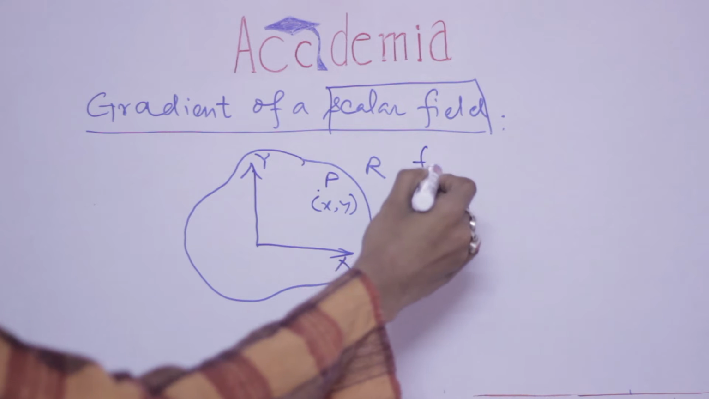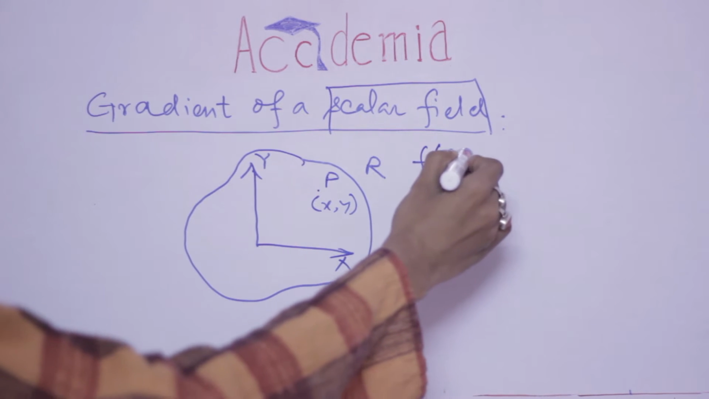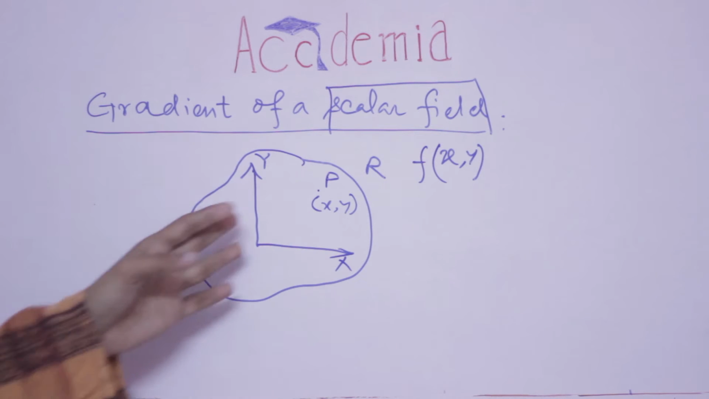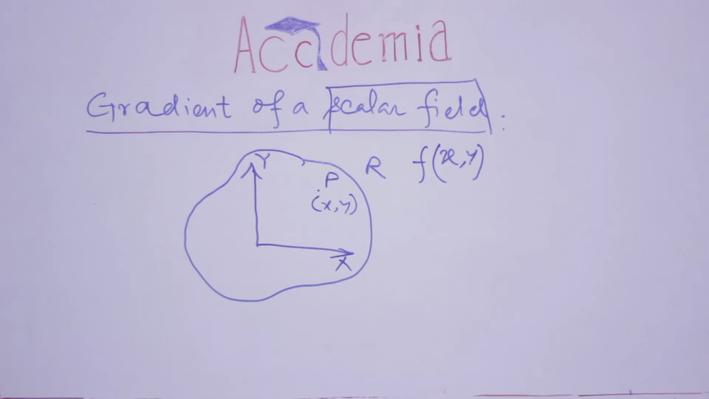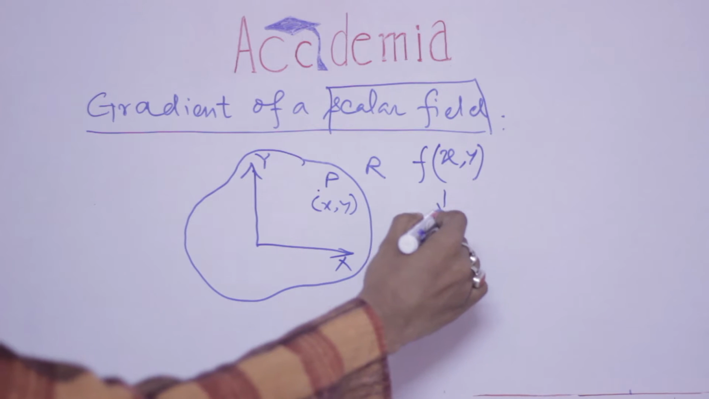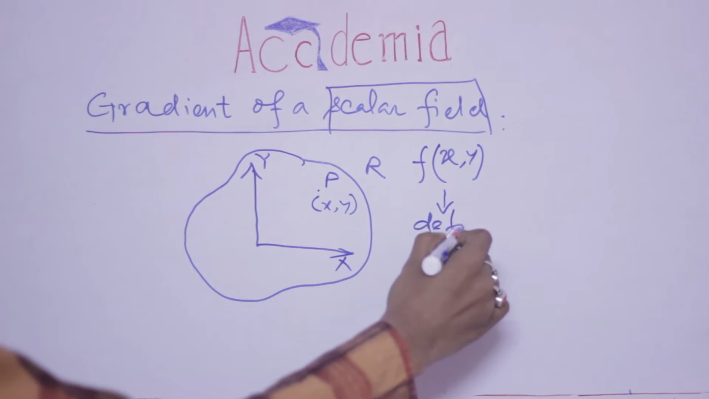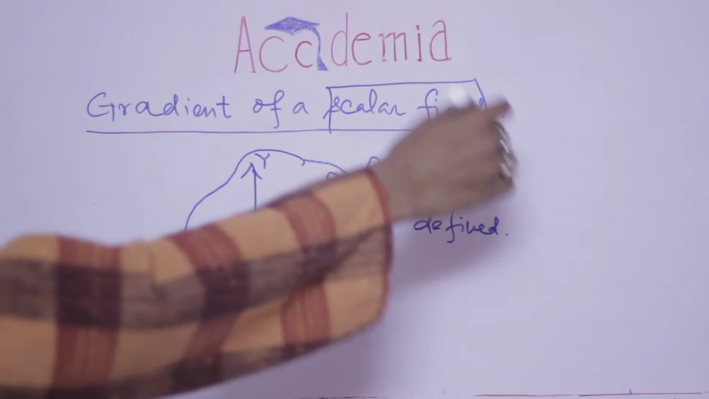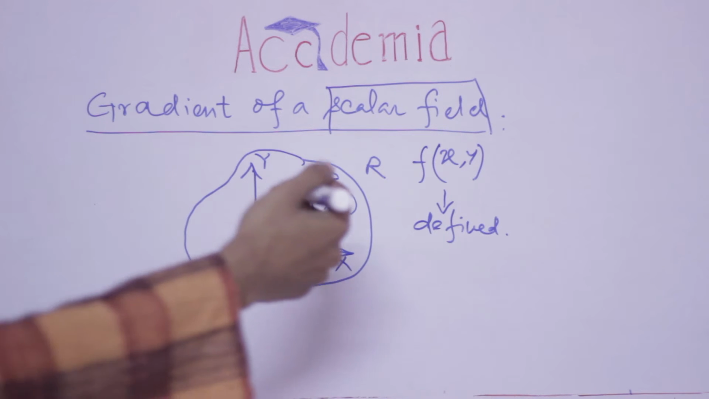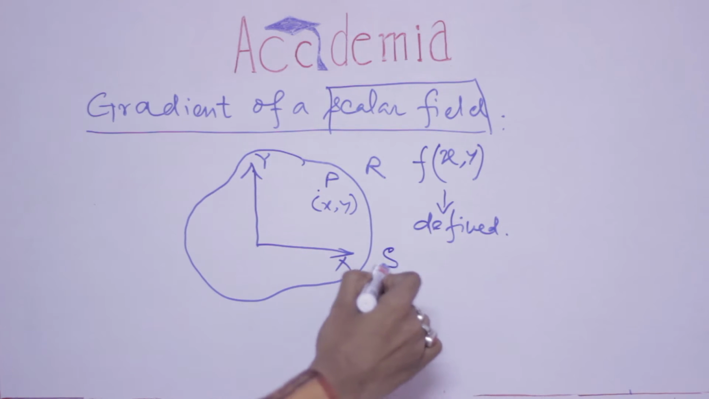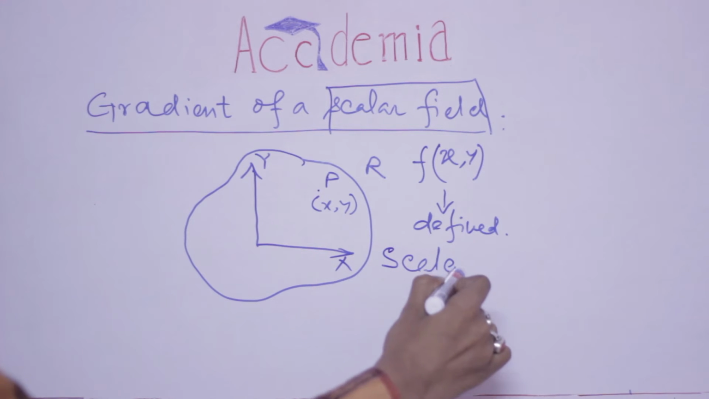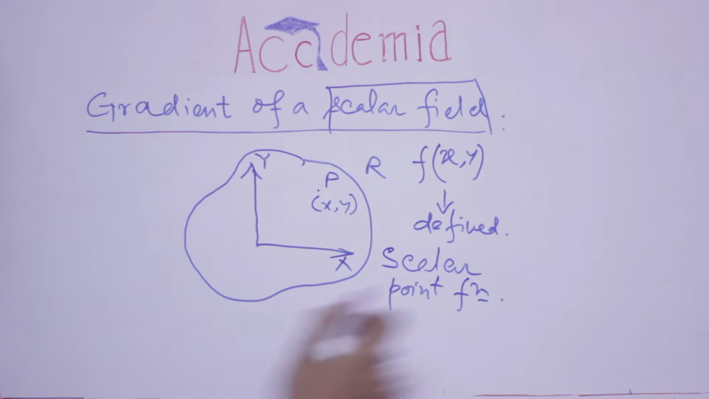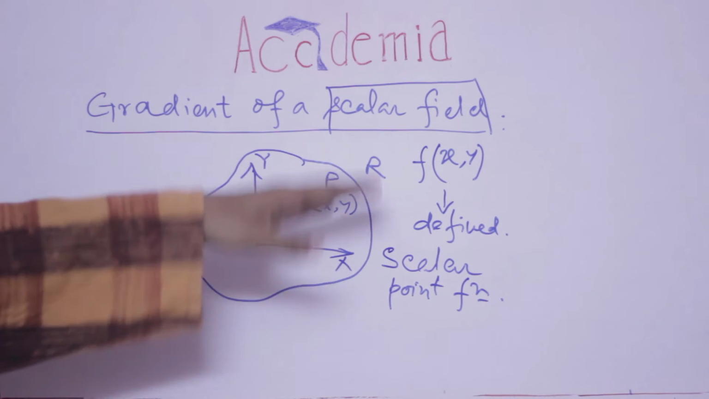Say f is an operator or a function which is defined over this region R. So for every point (x, y), f(x, y) will be defined. f(x, y) produces different scalar values for different points within the region R. Hence, f can be called a scalar point function which forms a scalar field over the region R.